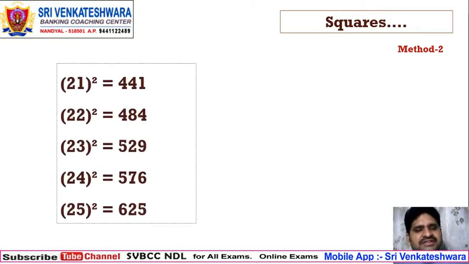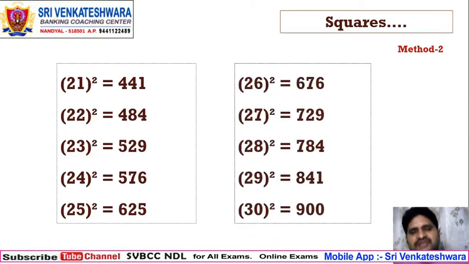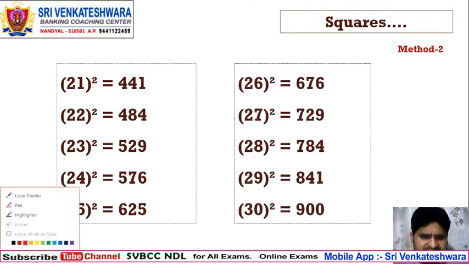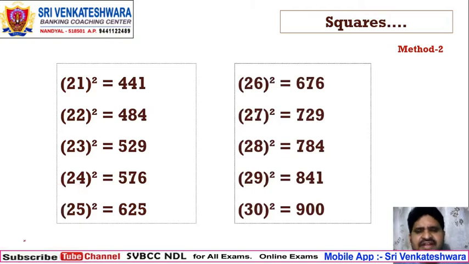If you remember these cases, 25 into 25 I already said how to take in the case of complementary pairs. 21 is 441, 22 is 484, 23 is 529, 24 is 576, and 25 is 625. Let's check. 26 is 676, 27 is 729, 28 is 784, 29 is 841, and 30 is 900.